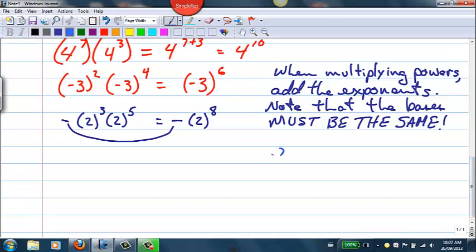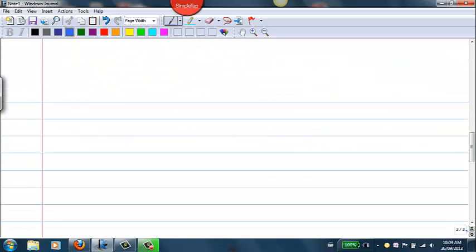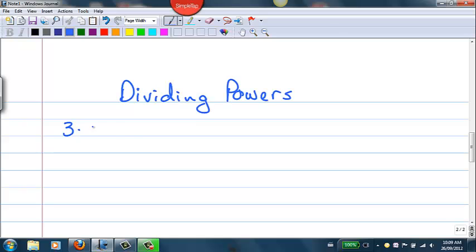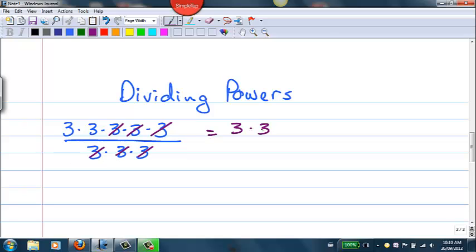Alright, that was nice and quick. Now let's look at division. Oh, and here's a general statement for that exponent law. Dividing powers. If I have something like 3 times 3 times 3 times 3 times 3, 5 times, divided by 3 times 3 times 3, we know that the 3's can cancel. So a 3 on top, 3 on the bottom, cancels out, becomes 1, etc. That leaves me with 2 3's on top, which is equal to 9.